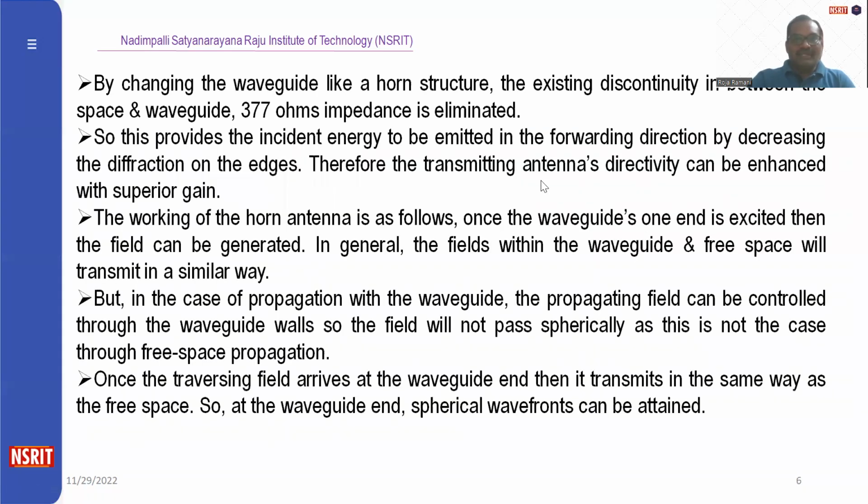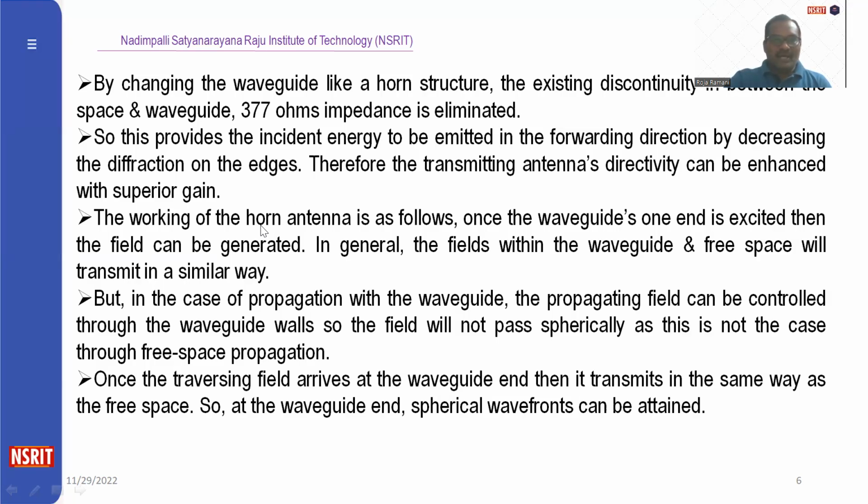By changing the waveguide into a horn structure, the discontinuity between the space's 377 ohms impedance and the waveguide is eliminated. So this allows the incident energy to be emitted in the forward direction by decreasing the diffraction on the edges. Therefore, the transmitting antenna's directivity can be enhanced with superior gain.